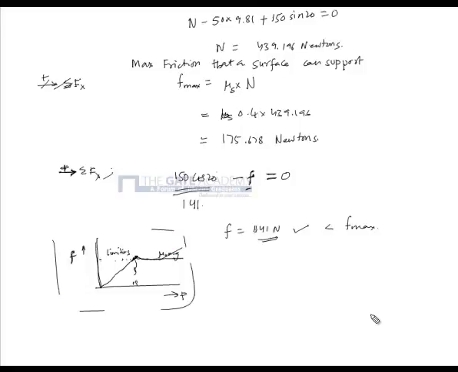So what I mean to say is that the friction required for the block to be in equilibrium is 141 newtons, and the maximum friction available before it starts sliding is 175. So the block will be in equilibrium and the friction is 141 newtons. So the answer is A. Thank you.